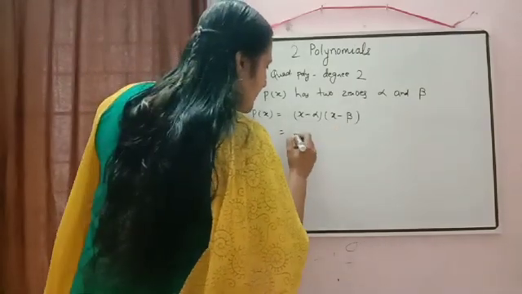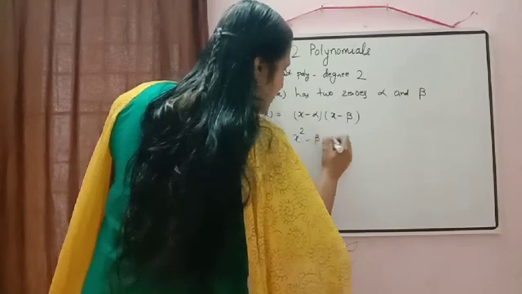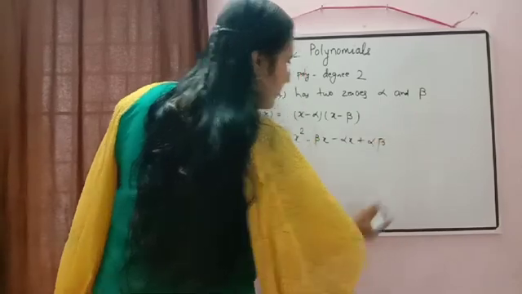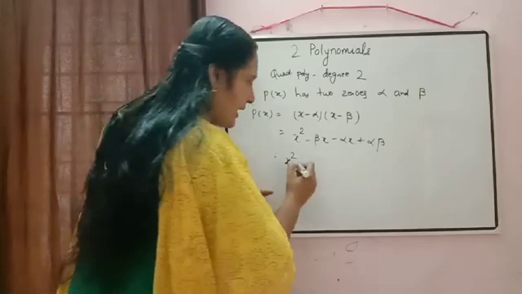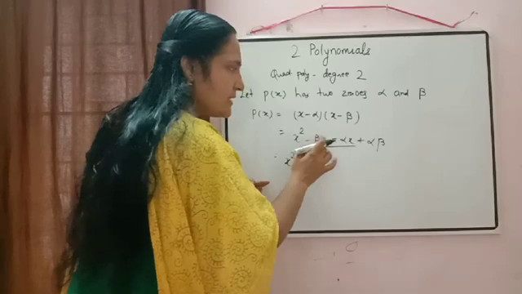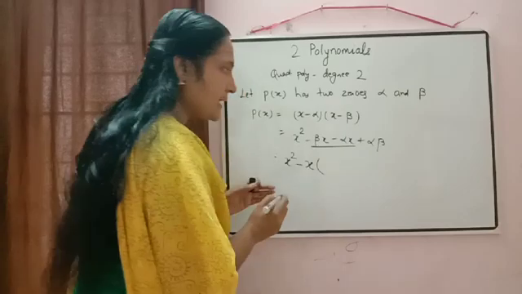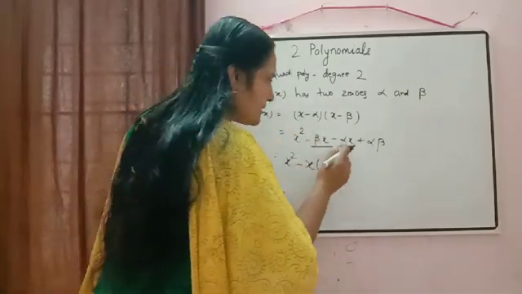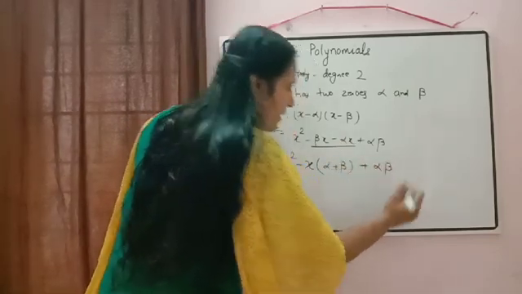Now let us do the multiplication. x into x will be x square, minus beta x, minus alpha x, minus into minus plus alpha beta. Now we will rearrange it this way: x square minus, what is the common factor in these two terms? The negative sign is there and x is also there, so we take that common. So x square minus x taken common from these two terms, so both the negative expressions become positive. So it will be equal to alpha plus beta, plus alpha beta.